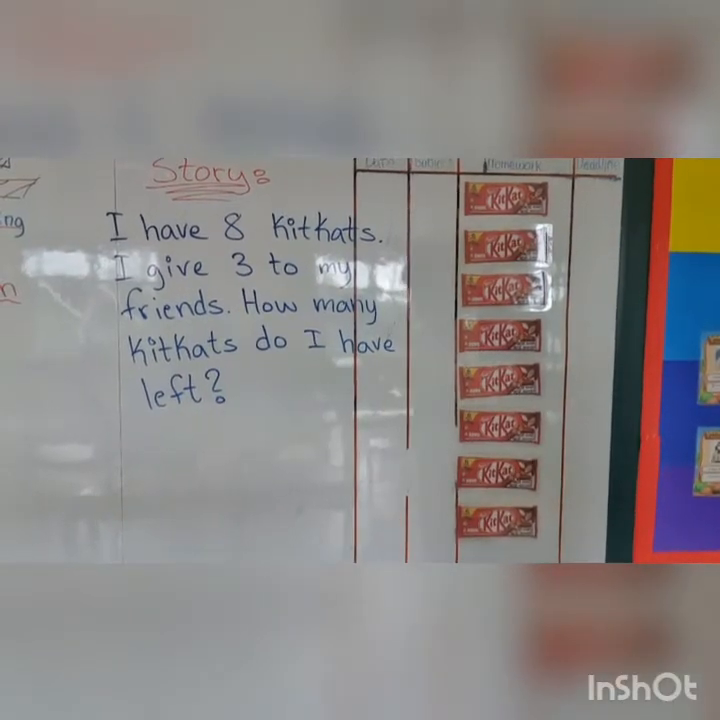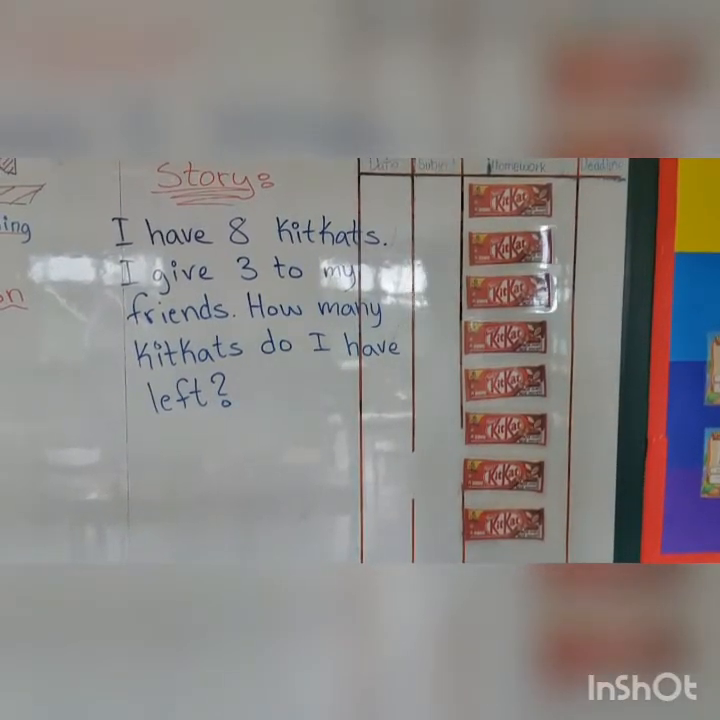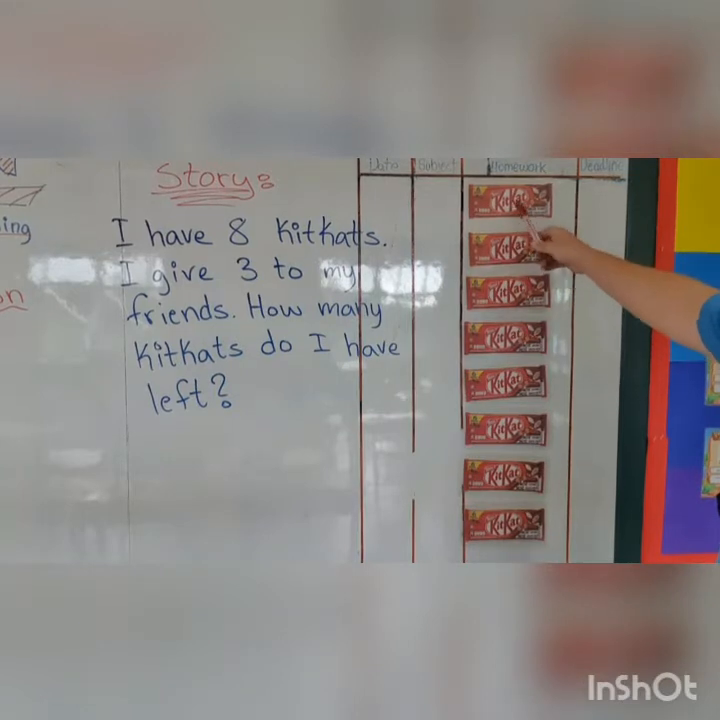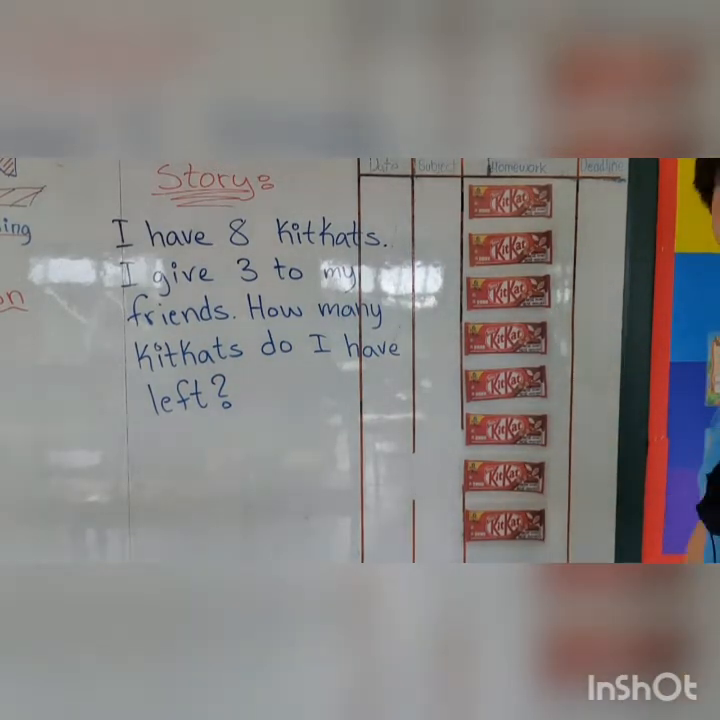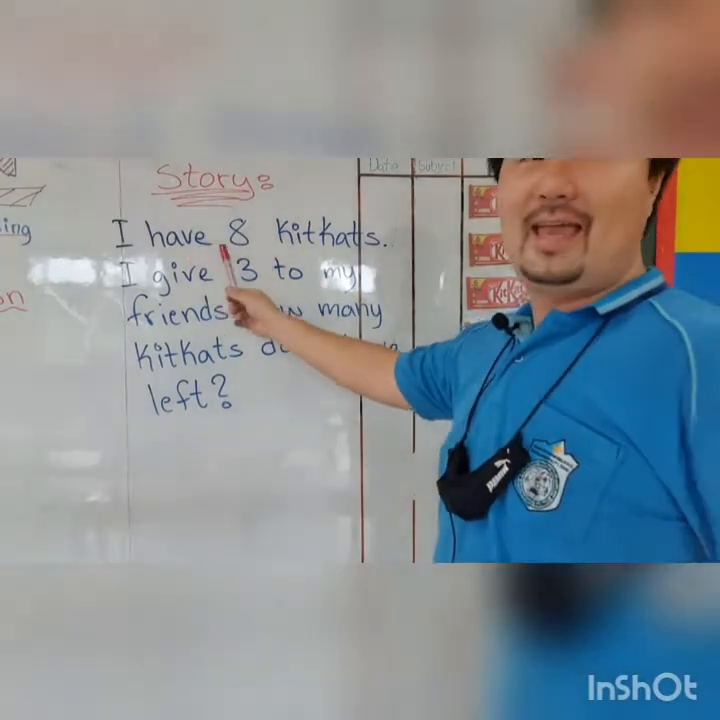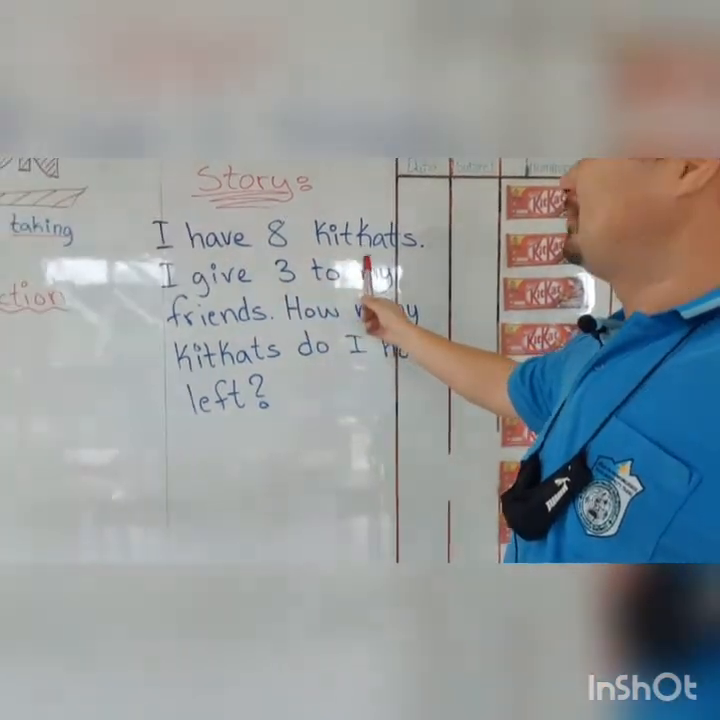Okay. 1, 2, 3, 4, 5, 6, 7, 8. All right, so I have 8. Let's count them again. 1, 2, 3, 4, 5, 6, 7, 8. Okay, so I have 8 Kit Kats.